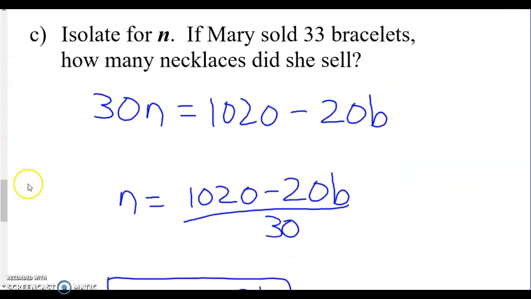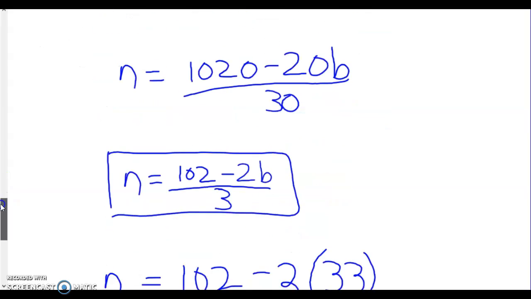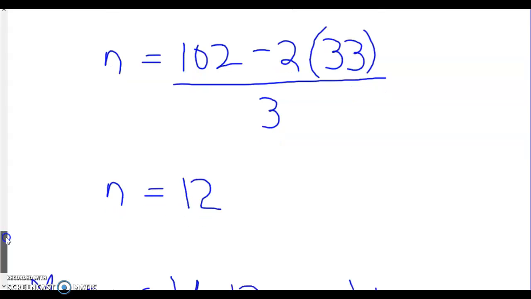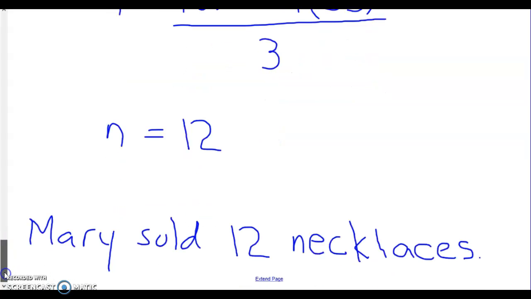Part C, isolate for n. So we go back to this equation here, and now I'm going to rewrite so that I have n equals. So I isolated for 30n already. 30n equals 1020 minus 20b. I moved that 20b over already. Now I'm going to divide both sides by 30. And again, notice everything here is divisible by 10, so I will simplify, and I end up with n equals 102 minus 2b, divided by 3. Now we're going to substitute in 33 for b because we sold 33 bracelets, and we will solve for the number of necklaces sold. And there we have 12 necklaces have been sold.